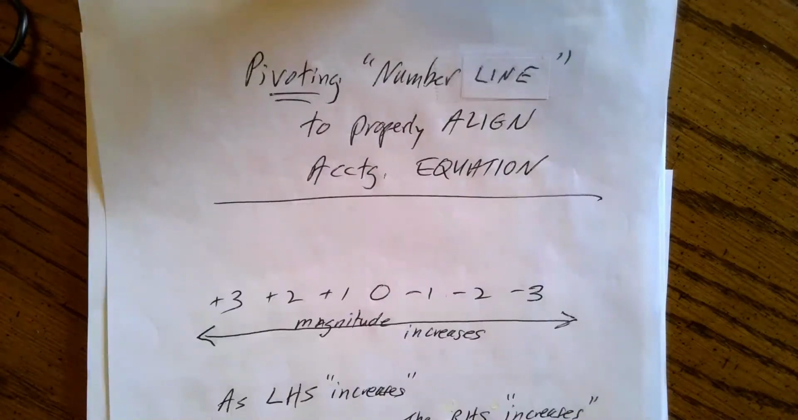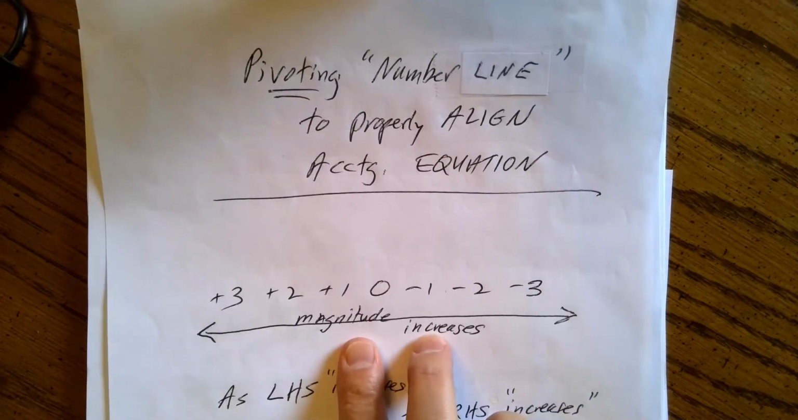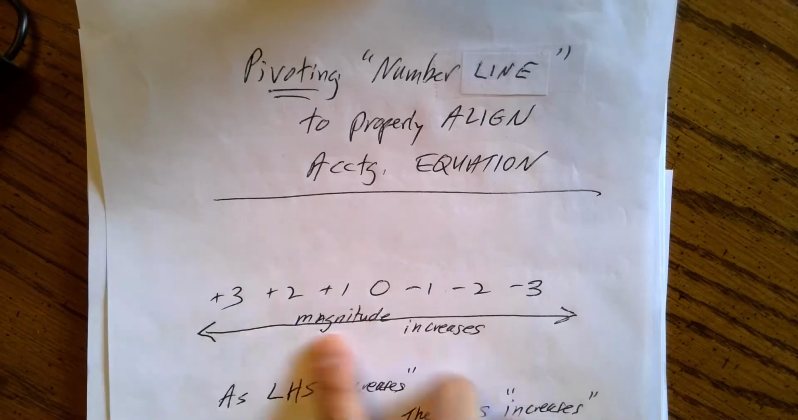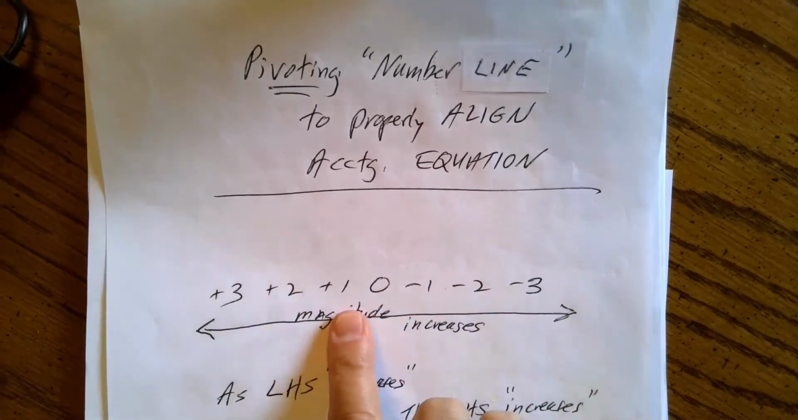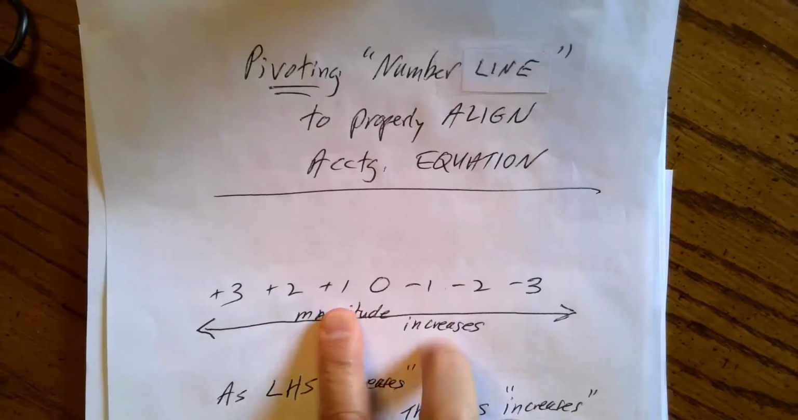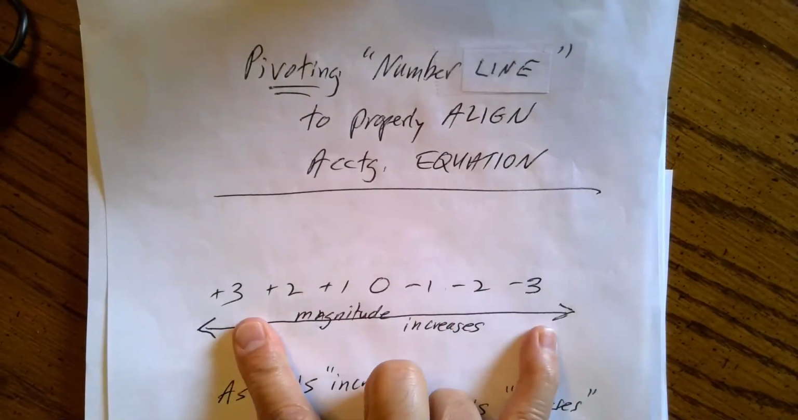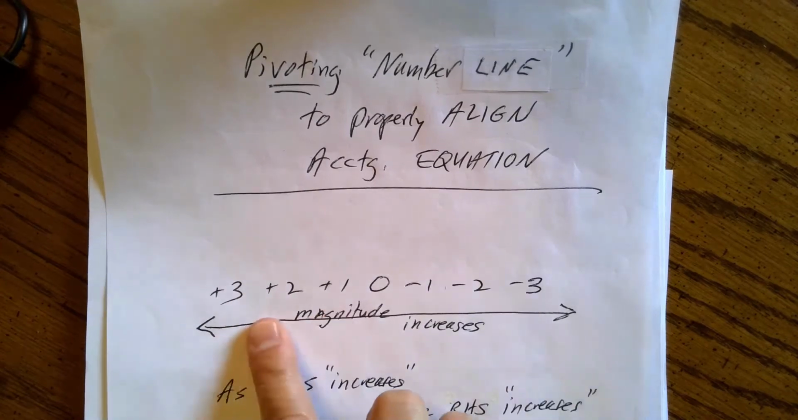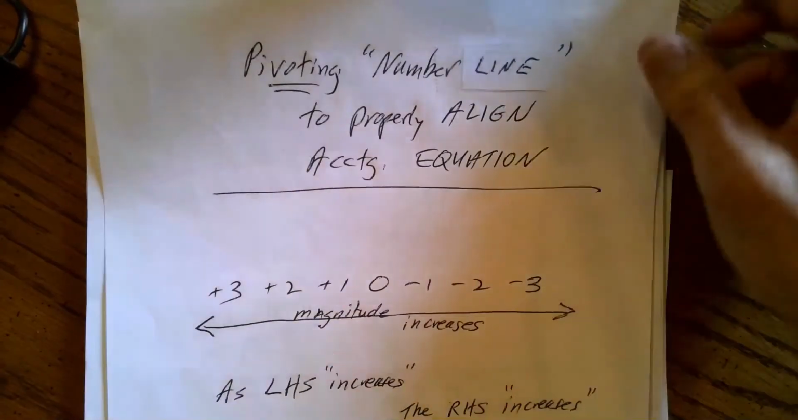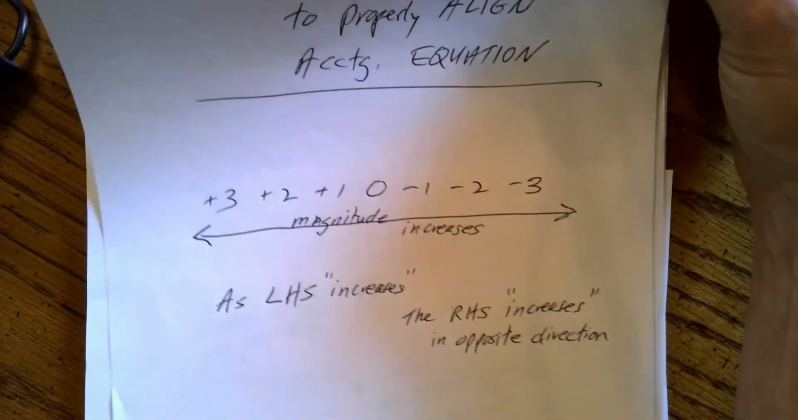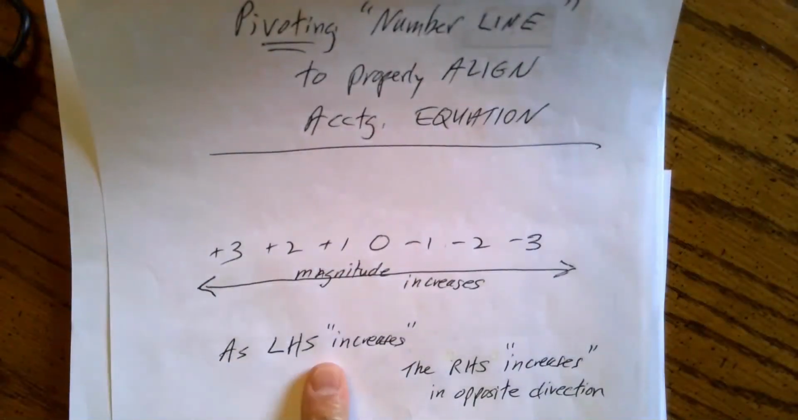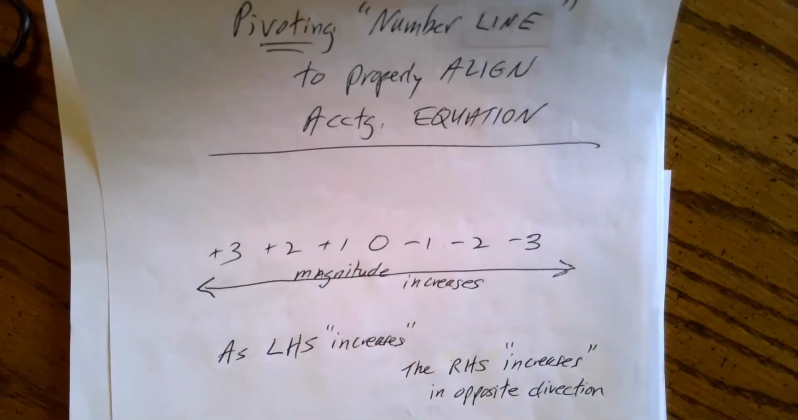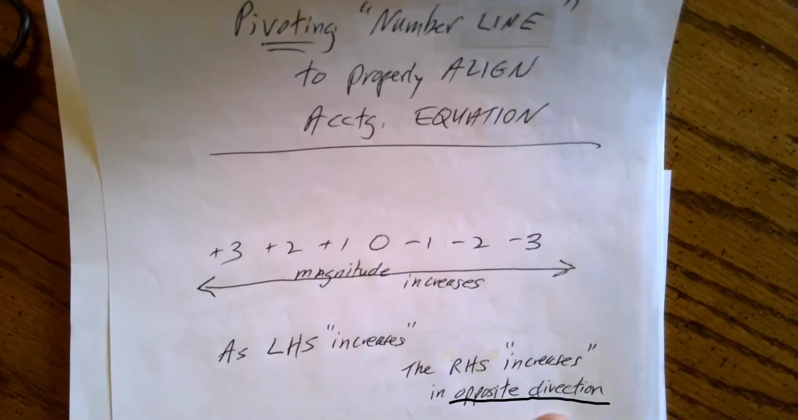So this inverted number line accounts for magnitude increases: as assets increase, claims against them increase. Whether a company has $1 million of assets and $1 million of claims against them, or $3 million of assets and $3 million of claims, they stay in balance. There's a symmetry there in terms of magnitude, but not direction. Assets positive, claims against them negative. As the left-hand side increases with positive numbers, the right-hand side increases in the opposite direction in a negative sense, claims against those assets.